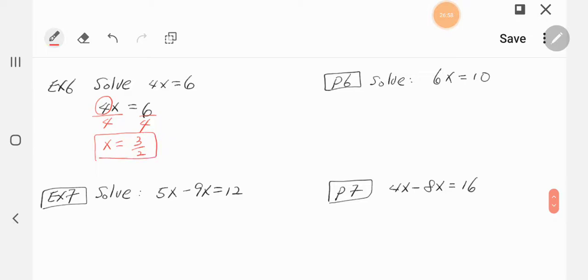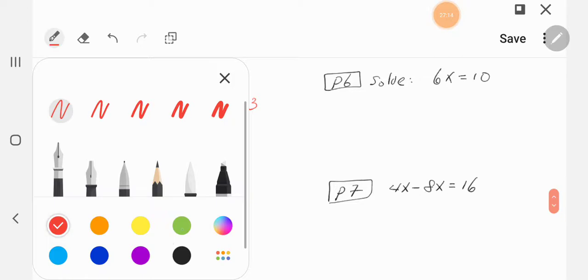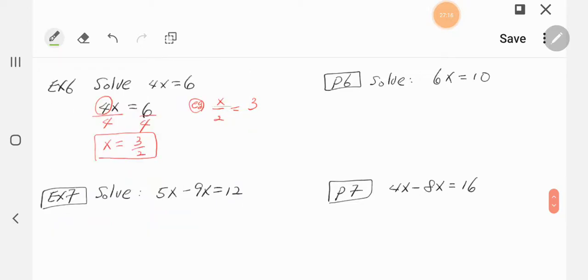Can you see it? If you have something like this, another example, x over 2 is equal to, let's say, 3. Since 2 is in the denominator, we can multiply this whole thing by 2. Then you can cancel this out, right? So x equals 6. If a number is in the numerator, then divide the equation. If a number is in the denominator, then multiply, so that we can get rid of those numbers.